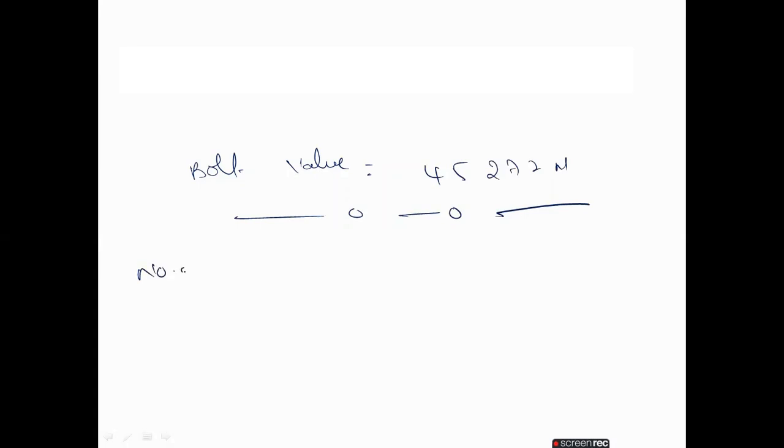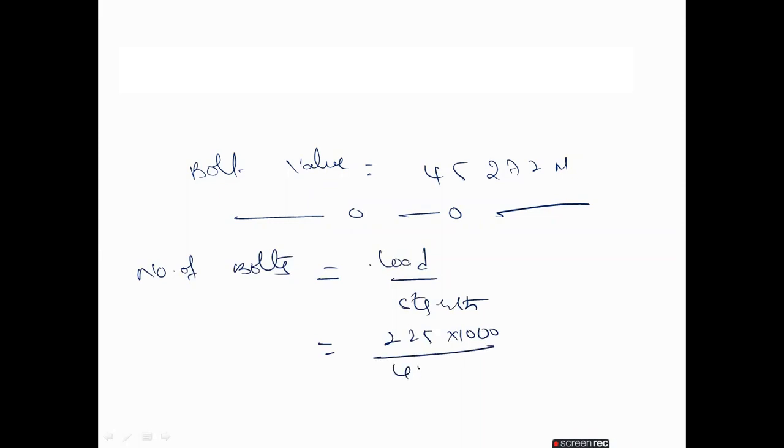Now calculate the number of bolts required. Okay, that is load by strength, that is 225 into 1000 by 45,272. So we will get around 5 bolts.